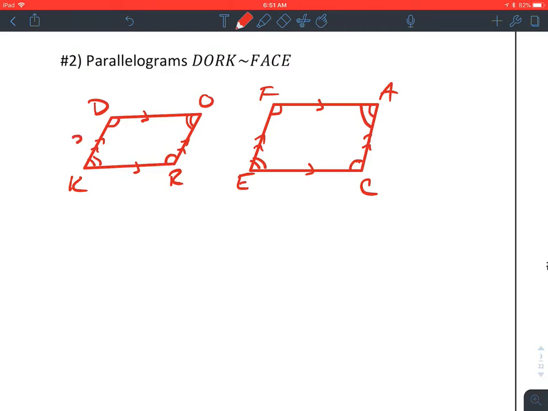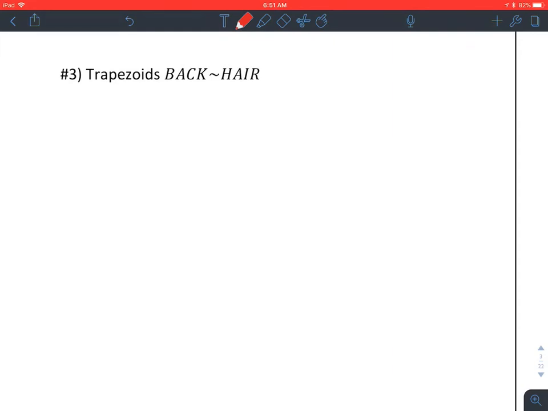So I'm going to pick some random lengths for these sides. Remember, in the parallelogram, opposite sides are the same length. Then I'm going to say that FACE is twice as big as DORK. So if I double each of those numbers, I get this. Those two are similar. Number 3, trapezoids.